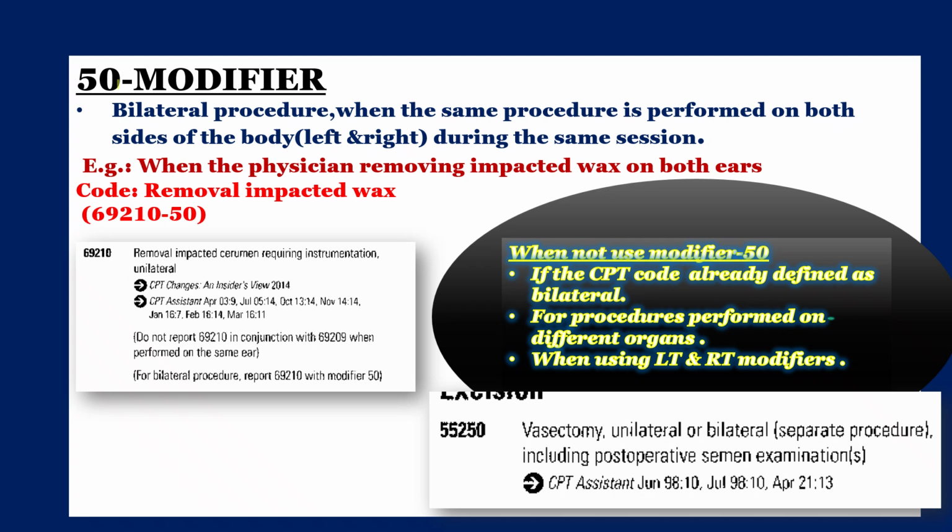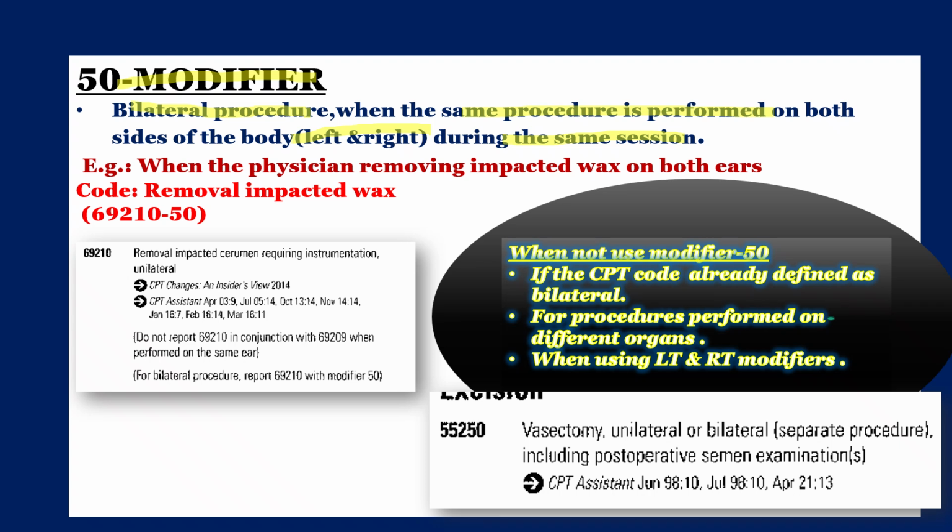50 modifier. 50 modifier is for a bilateral procedure. It means left and right side of the body. When the same procedure is performed on both sides of the body, that is right and left, during the same session, in that case we should append 50 modifier. So a bilateral procedure means two sides of the body.